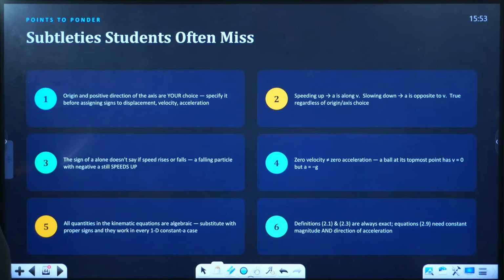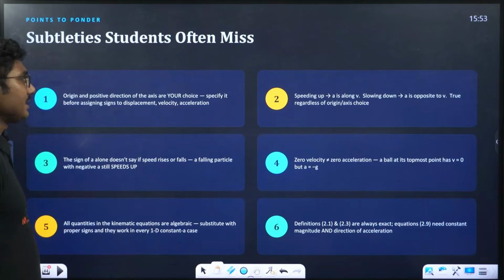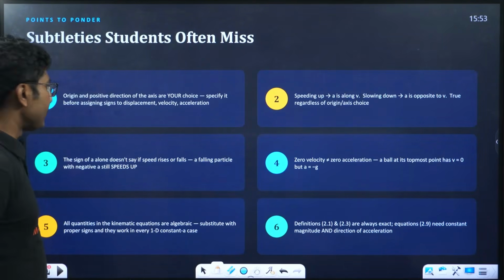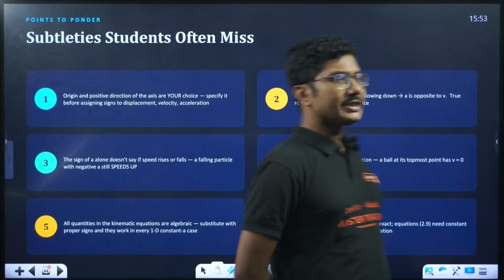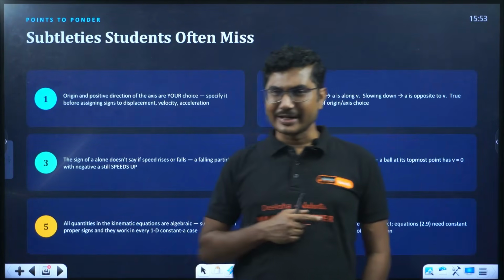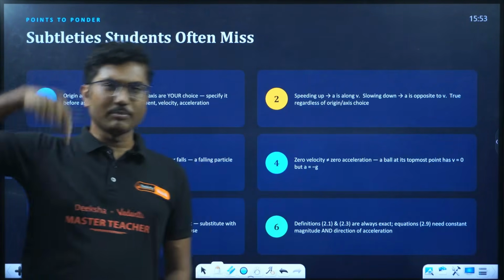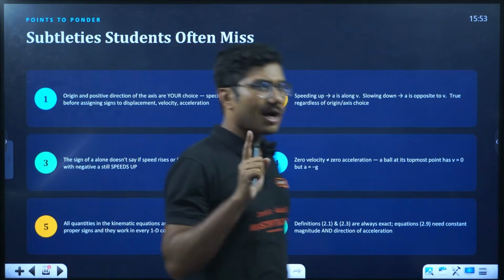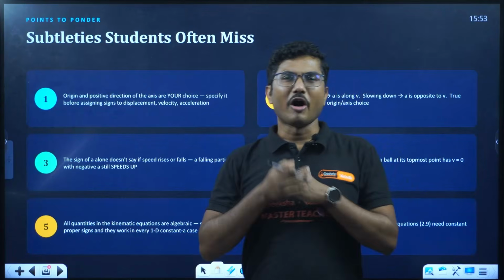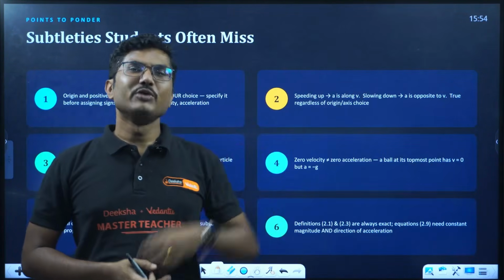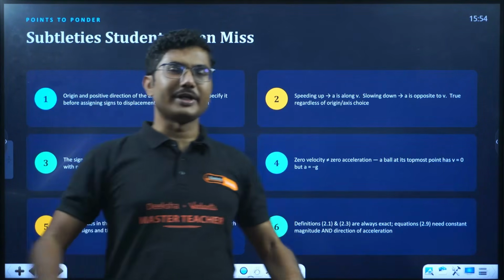Okay, now, something that students often miss, so let us discuss some of these points. The origin and the positive direction of the axis are your choice. Specify them before assigning signs to displacement, velocity or acceleration. So even though we say that right side is positive, left side is negative, top side is positive, bottom side is negative, that is up to you. If everything is on the bottom side or on the left-hand side, you can take the left-hand side as positive and solve it, it is fine.